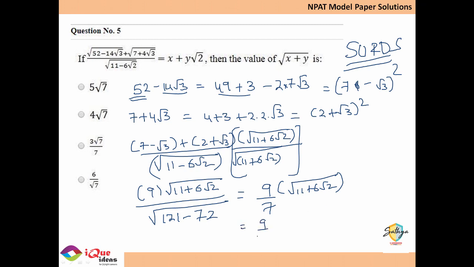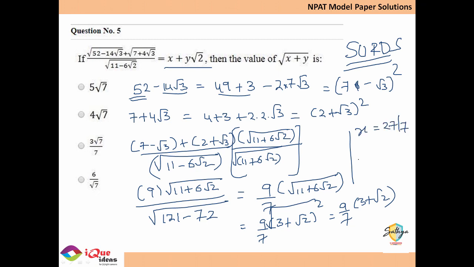So this becomes 9 upon 7 into (3 plus root 2) the whole square, the square root of that is 9 upon 7 into (3 plus root 2). So once you know that x plus y root 2 is equal to this, you can compare and get that the value of x is 27 upon 7. If you open the right hand side and compare, you get the value of y is equal to 9 by 7. So adding them and finding the square root, you will get 6 by root 7.